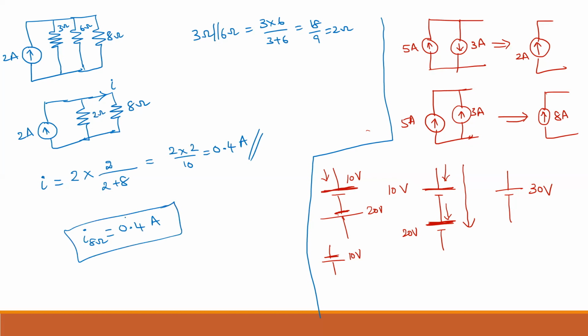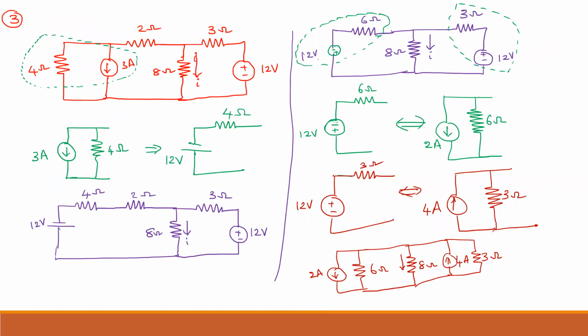So like this, you have to apply the source transformation method. Source transformation, what have we done? Whatever circuit we got, first, check whether any practical sources are there. If practical sources are there, we have to convert them.